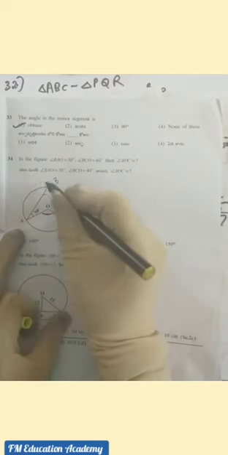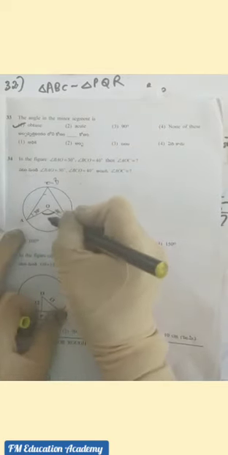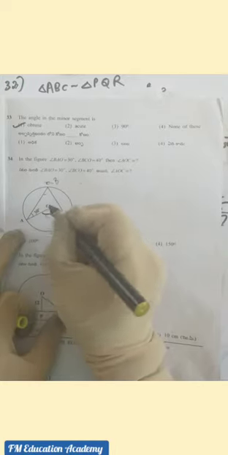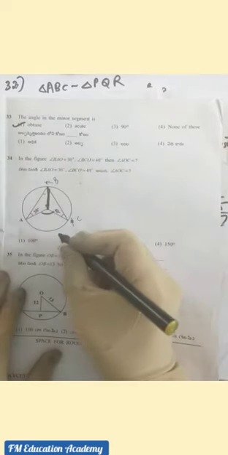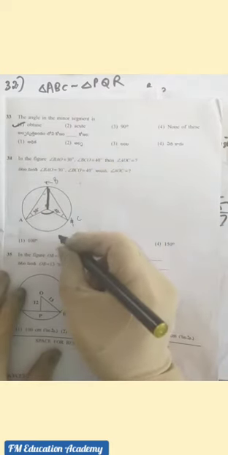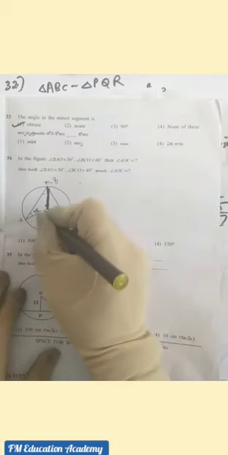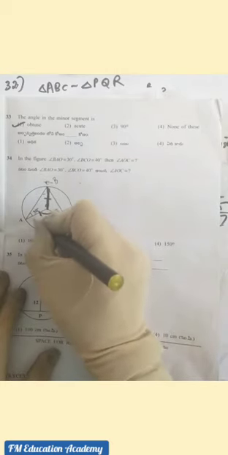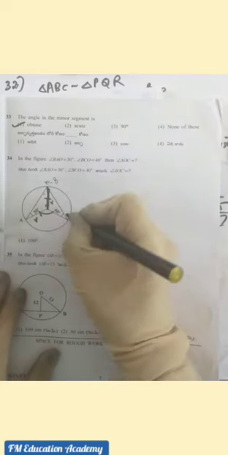See, angle BAO is given to us, angle BCO is given to us. Okay, so we know that, let us join OB now. So we can say here that OA is equal to OB. Why is OA equal to OB? This is also radius and this is also radius.